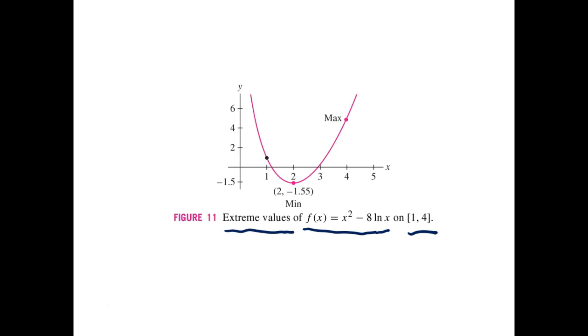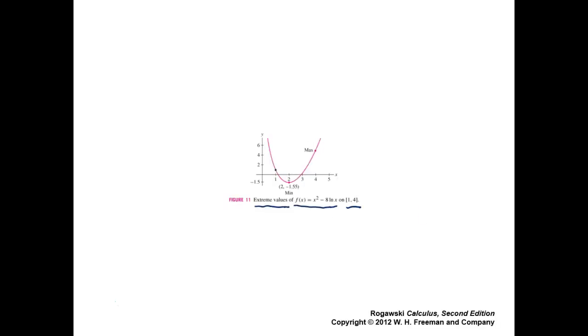And what's the next thing we do? We already know the endpoints, 1 and 4. Now we need to determine our critical points, and what are those? Where the derivative is either 0 or undefined. So the next step would be to take the derivative. What's the derivative of that function? 2x minus 8 over x.